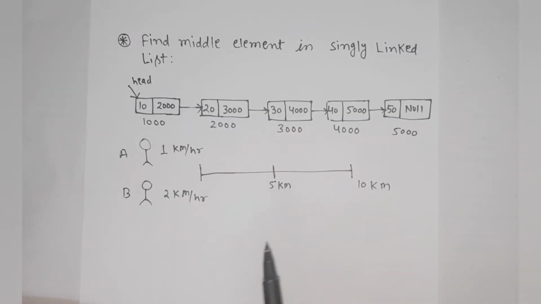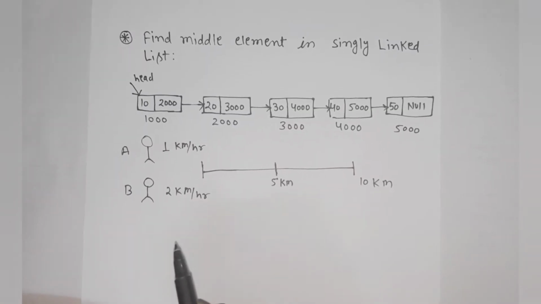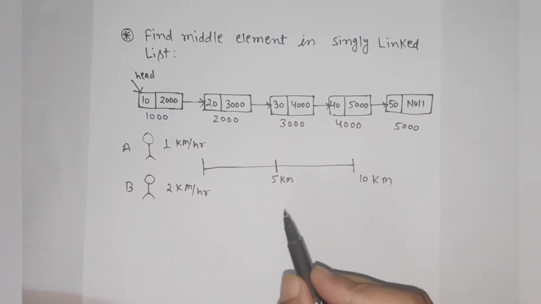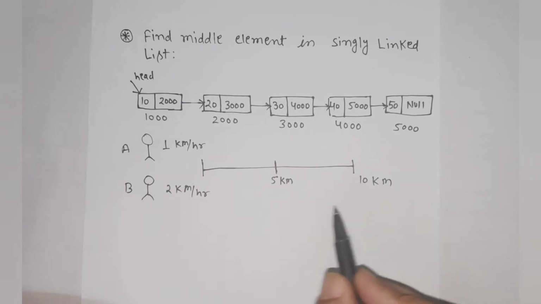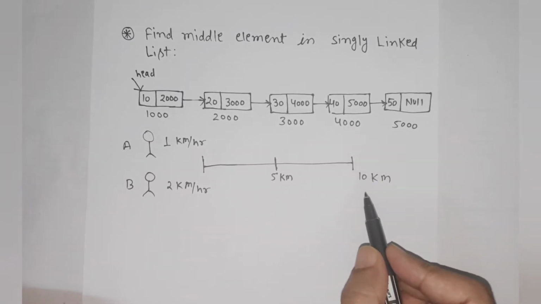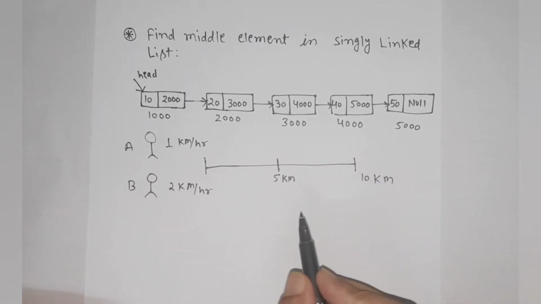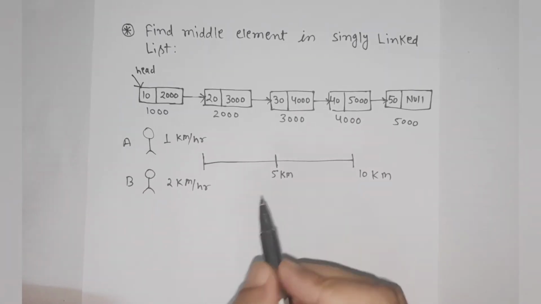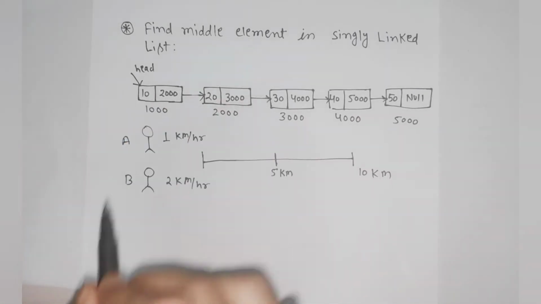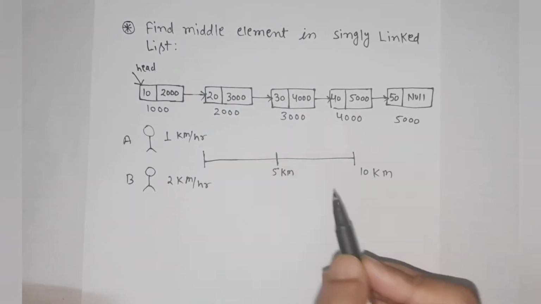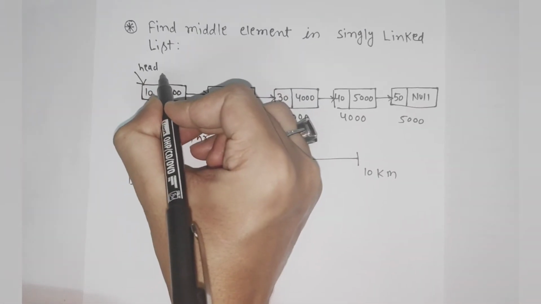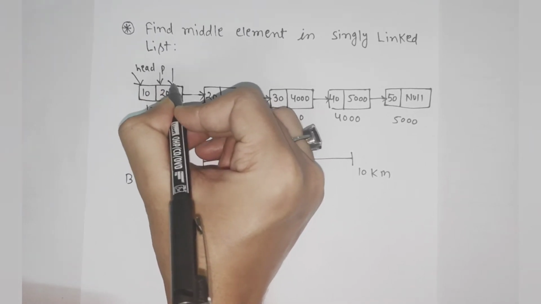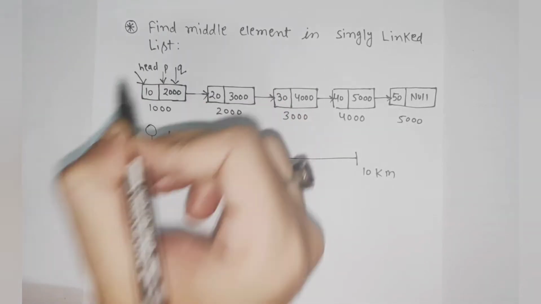So here the conclusion is, suppose the first person is running with some speed and the second person is running with double the speed, then when the second person is at the last place, our first person will be at the middle place. So this logic we can apply in our linked list also. So we will take 2 pointers. Suppose we are taking P and Q. Both will be at the initial position.